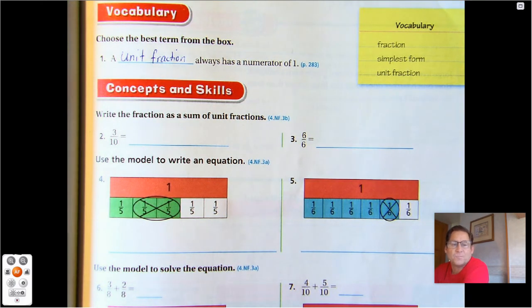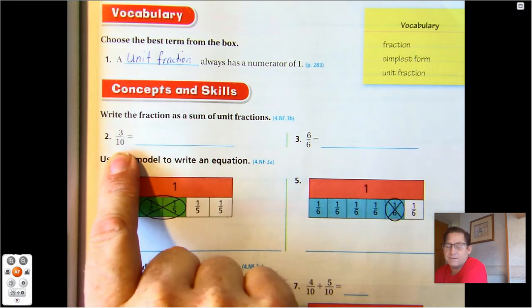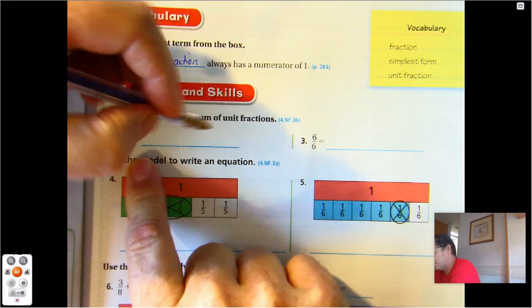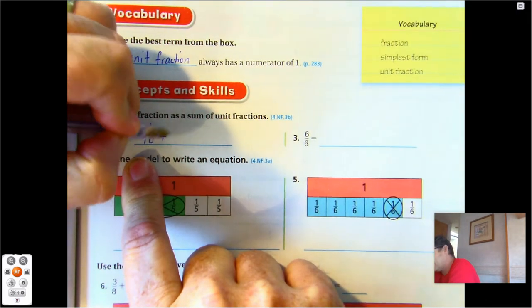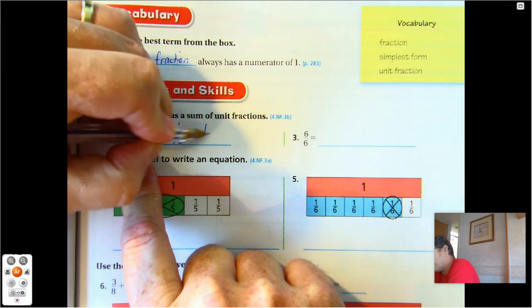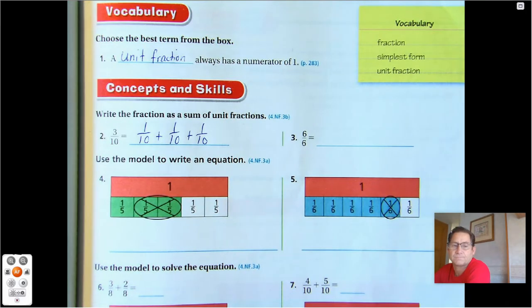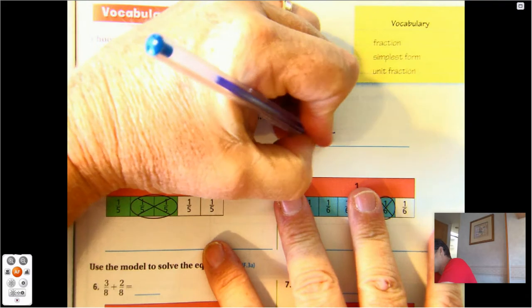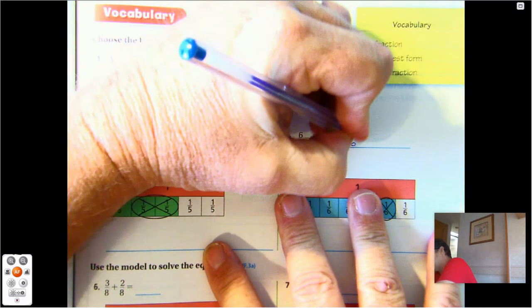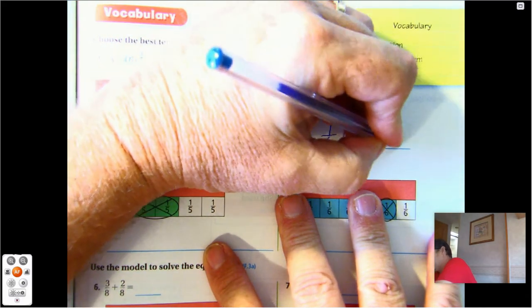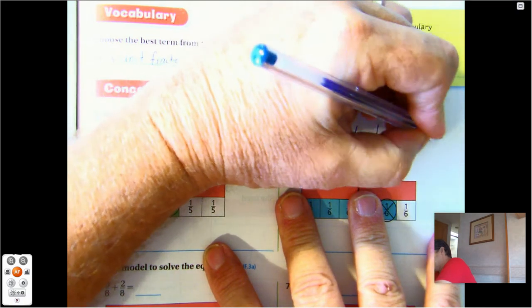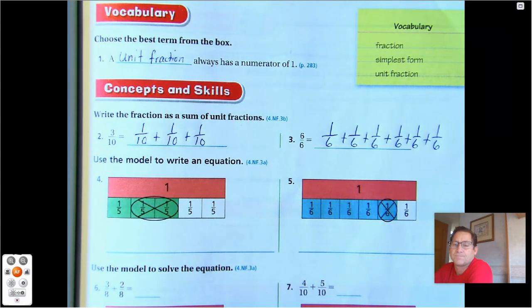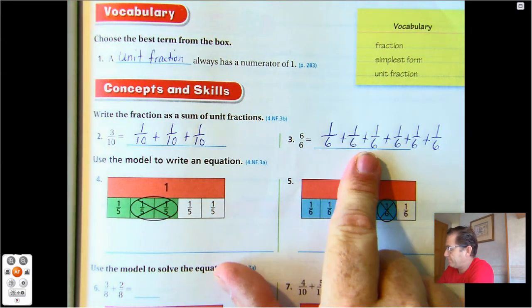All right, number 2, write the fraction as a sum of unit fractions. Well, 3/10. How many tenths do we have? We have 3 of them. So we have 1/10 plus 1/10 plus 1/10. 6/6. How many 6ths do we have? 6 of them. So 1/6, 6 times. Just to confirm, 1, 2, 3, 4, 5, 6.